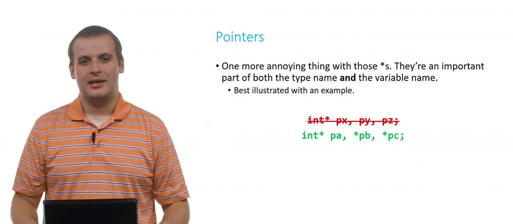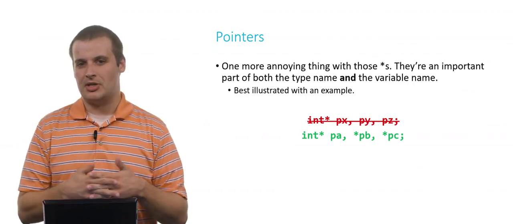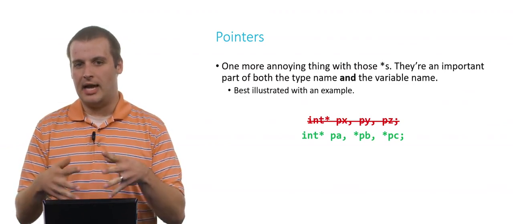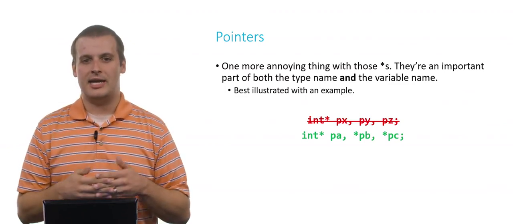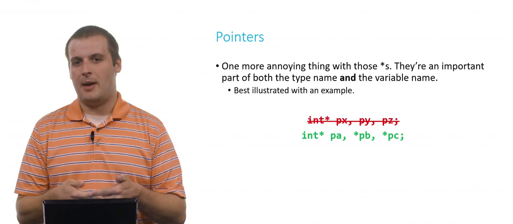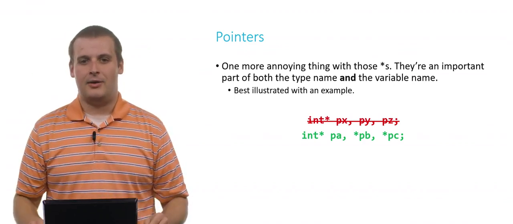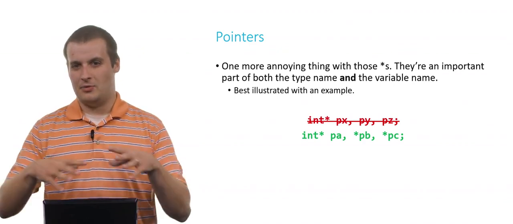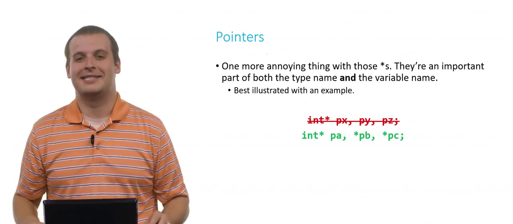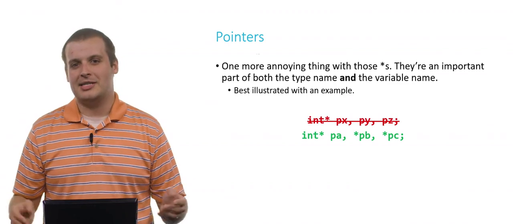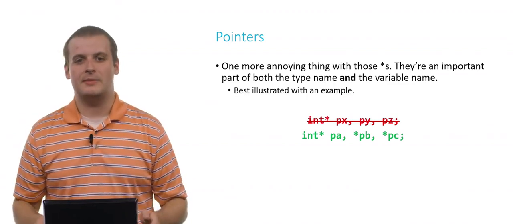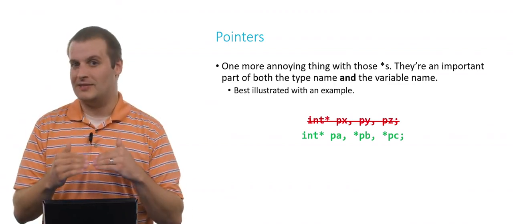That's not good. So if I want to create multiple pointers on the same line of the same type, int stars, what I actually need to do is say int star pa, comma star pb, comma star pc. Now, having just said that, you probably will never do this. And it's probably a good thing, honestly, because you might inadvertently omit a star or something like that. It's probably best to declare pointers on individual lines.